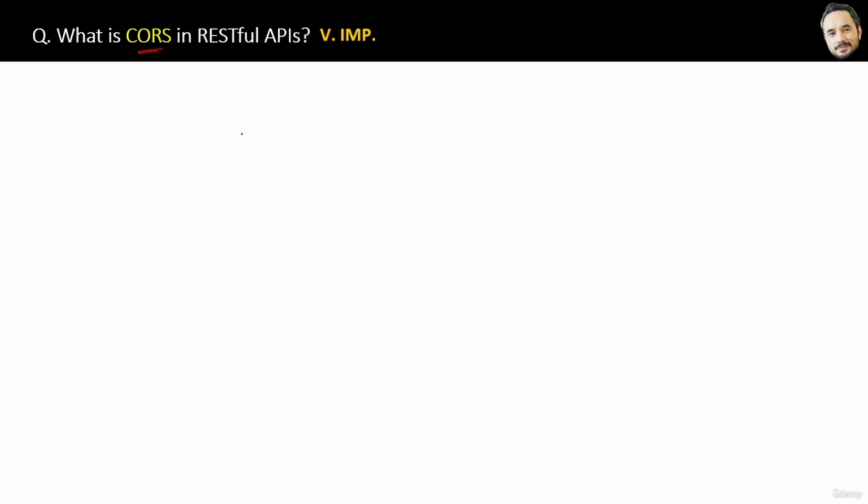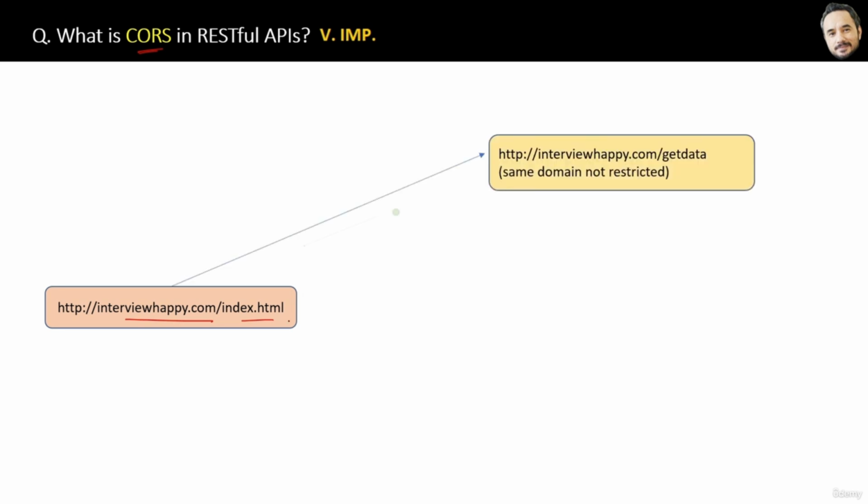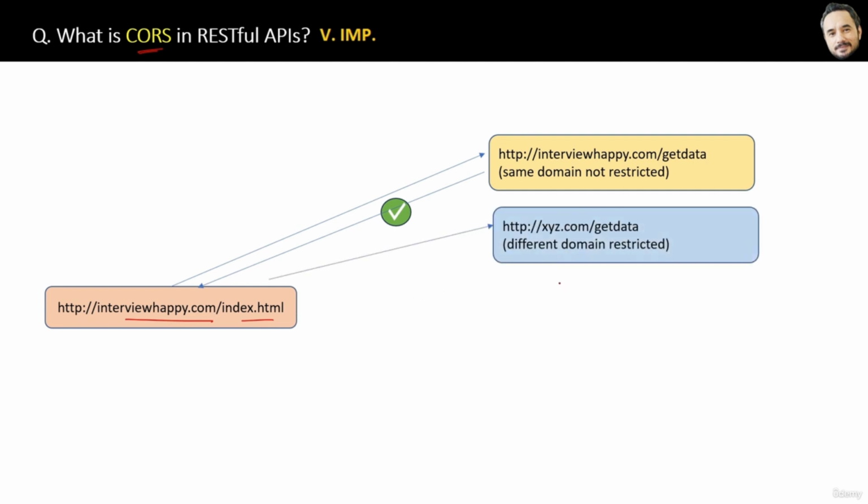And as per this security feature, suppose you are a user and you open this website interviewhappy.com. Now, from inside this website, you want to access the different pages or components of this same website like this. In this case, you will receive the data smoothly and without any problems. But, if you try to access the data of a different website like xyz.com, then by default, the CORS policy of the browser will restrict and will not allow this.